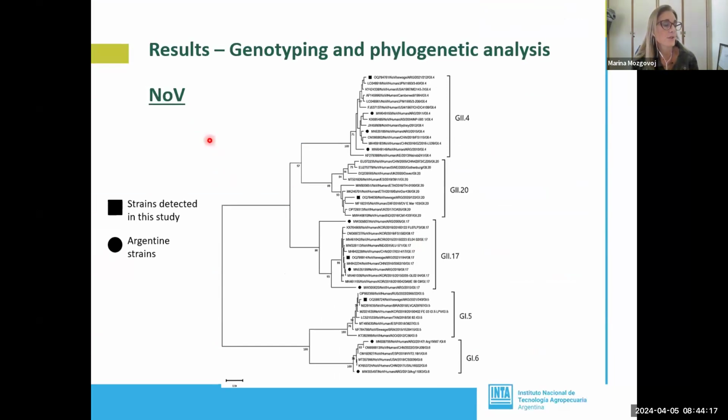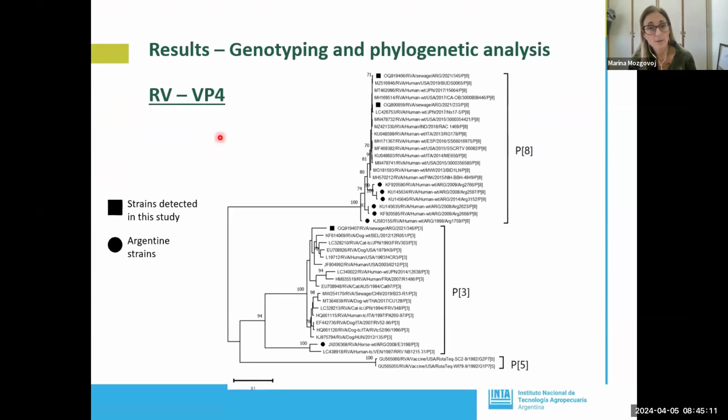According to the norovirus genotyping tool, and confirmed by phylogenetic analysis, the detected samples were typed as genogroup 2, genotype 4, GII.20, GII.17, and GI.5. Black squares represent strains detected in this study, while black circles represent Argentine strains that circulated in recent years. GII.4 and GII.7 group with other strains detected in our country, while norovirus GII.20 and GI.5 have not been reported previously in Argentina.